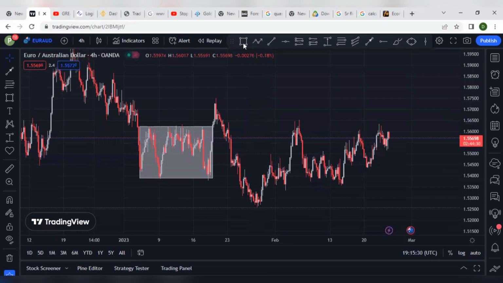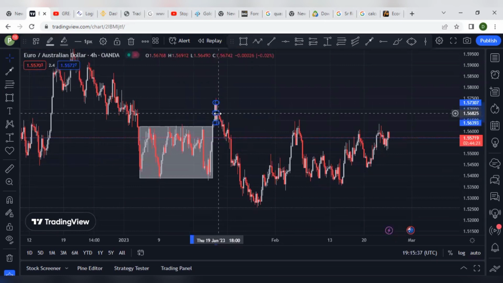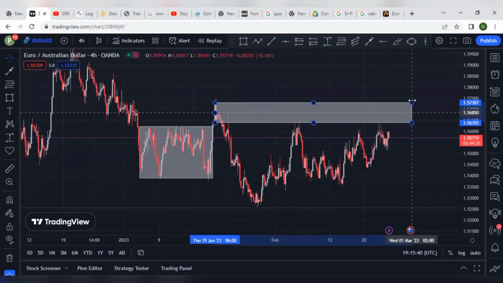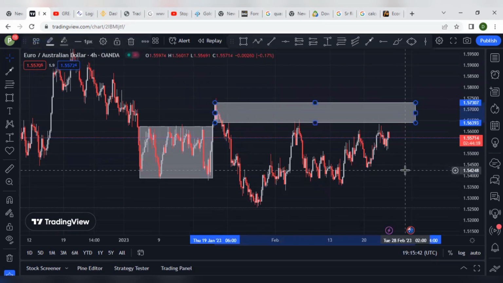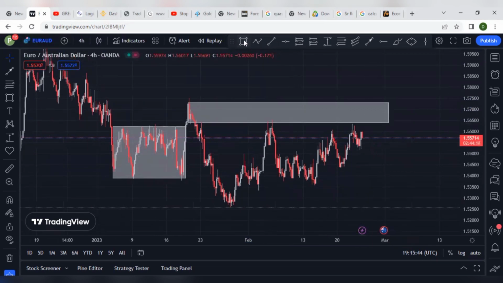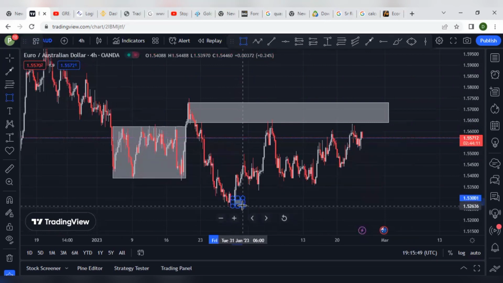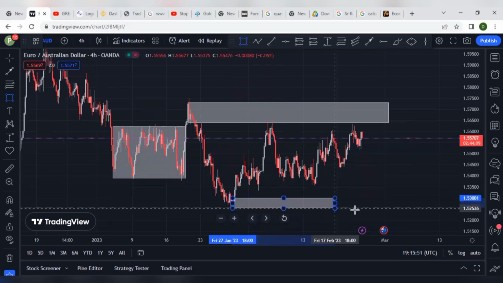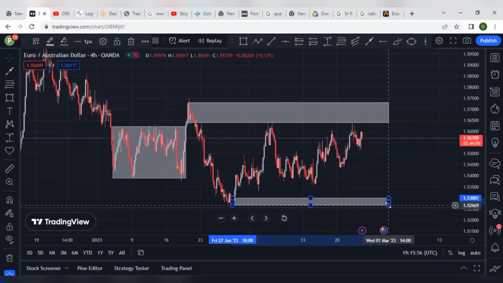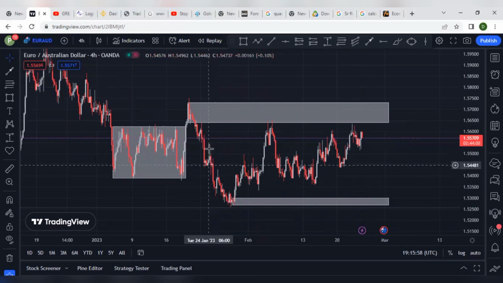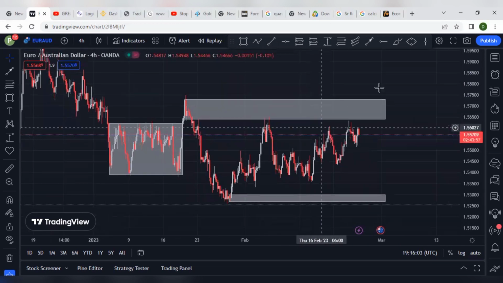Okay, so clearly we can mark this as our OB. All right, and we can also mark the last bearish candle over here. So we consider it as a demand zone, because a lot of structures were broken to the upside. So I'll be expecting to take a trade over here.